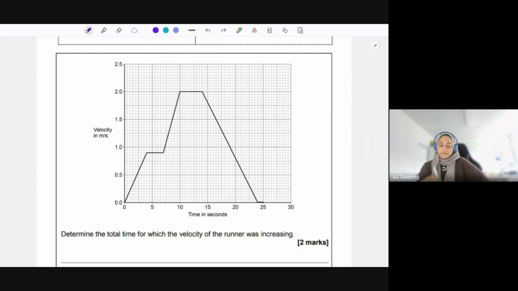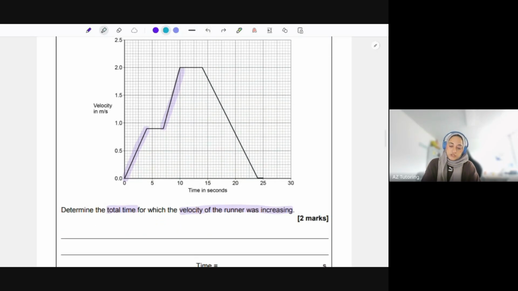Here's an interesting question: determine the total time for which the velocity of the runner was increasing. We can see the velocity of the runner increasing is in this section here and this section here, because in the other places it's just staying constant. Let me just draw it on here. It's constant in these two places and it's going downwards, it's decelerating in that section. So we need to work out the times for these two purple sections.